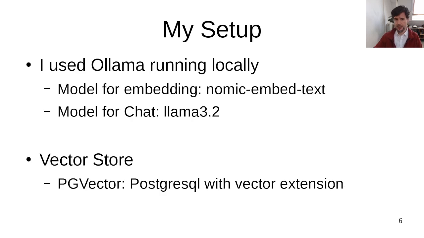Okay, so my setup. I used Llama running locally. The model for embedding is Nomic Embed Text. I chose it because it was the most popular one at the moment on Llama. And the model for chat was Llama 3.2, which I showed in my previous video as well. For the vector store, I'm using PGVector, which is really just PostgreSQL with a vector extension. And I'll show you how to set that up.